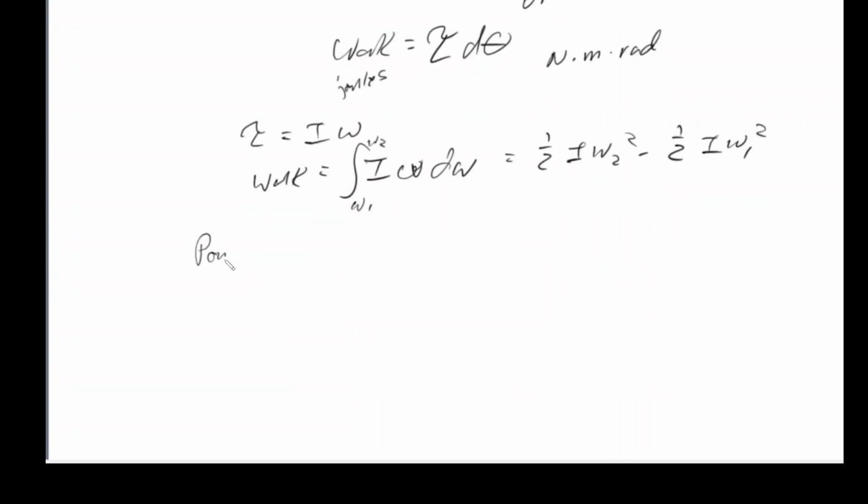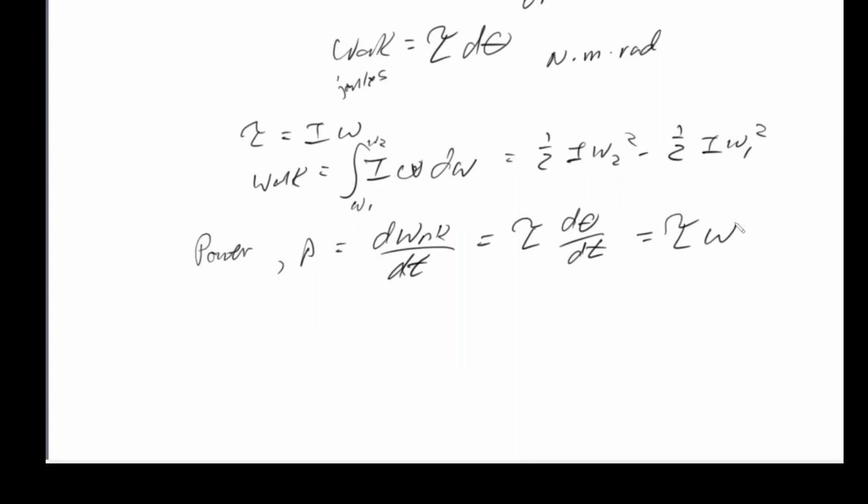And finally, power P is equal to the change in work with time. So that will be equal to torque times d theta dt, which becomes torque times omega.